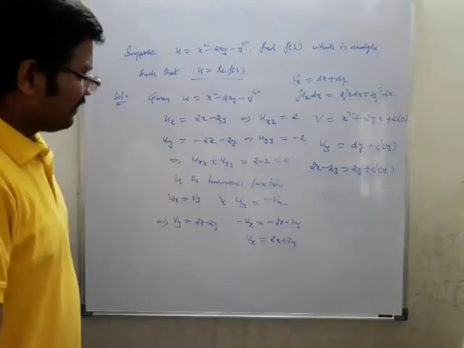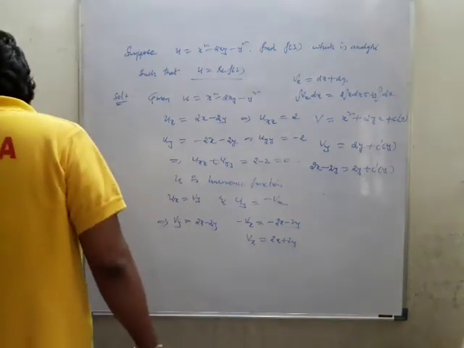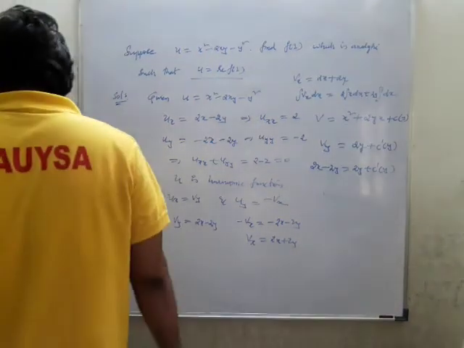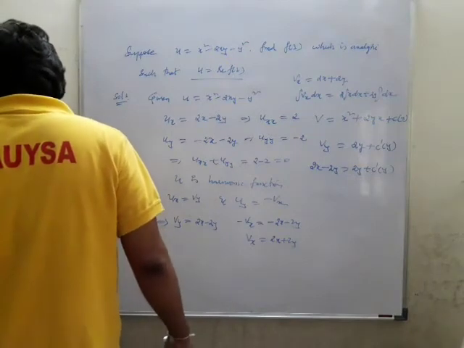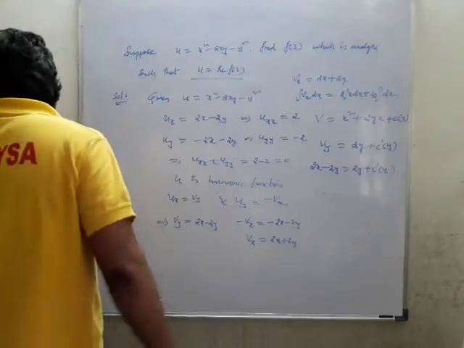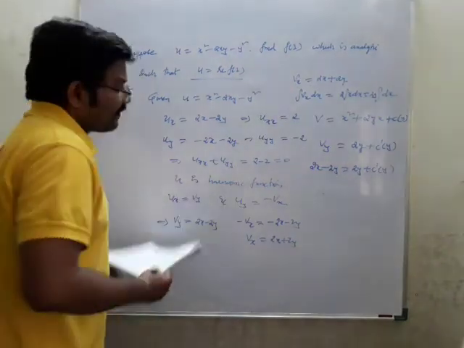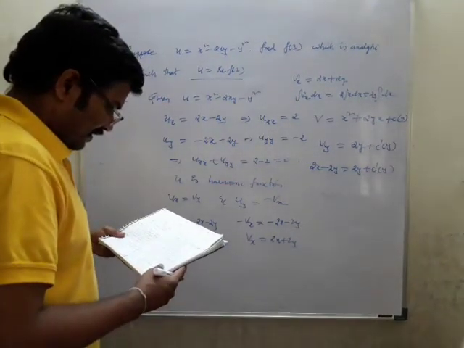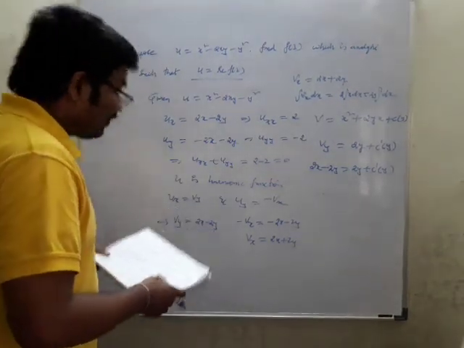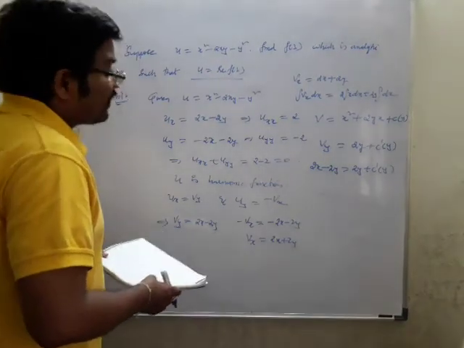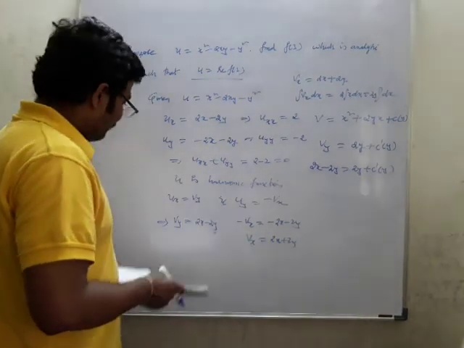Now what we got here: 2x minus 2y and 2x plus c dash of y. So what about c dash of y? We got the value of v as x square plus 2yx plus c of y, and vy is equal to 2x plus c dash of y. So we substitute 2x minus 2y in the place of vy.